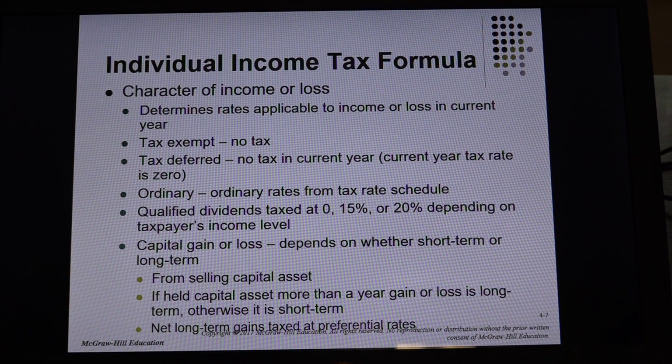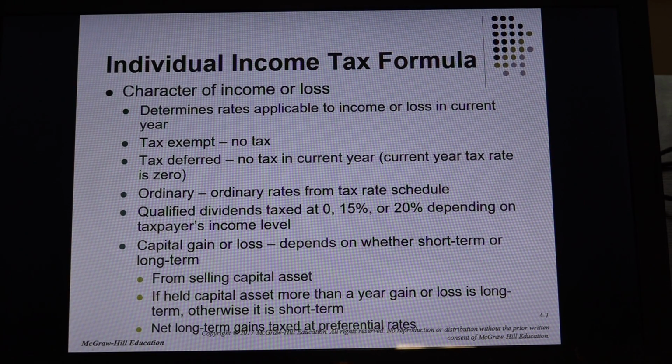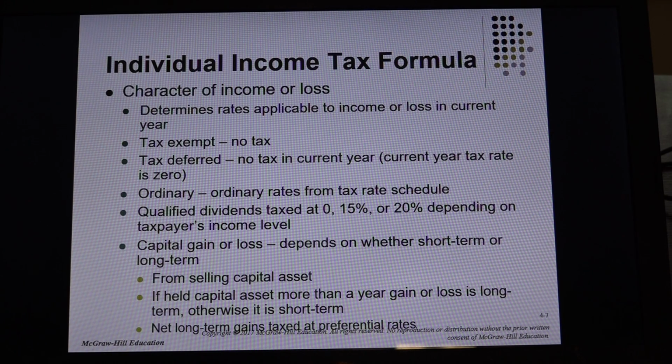to determine whether or not it's taxed at all, if it's deferred, or taxed at either ordinary rates or a lower rate. Another type and character of income is gains on the sale of capital assets, taxed at a preferential rate, a lower rate than ordinary income for taxpayers. That rate is either 0, 15, or 20% depending on the taxpayers.